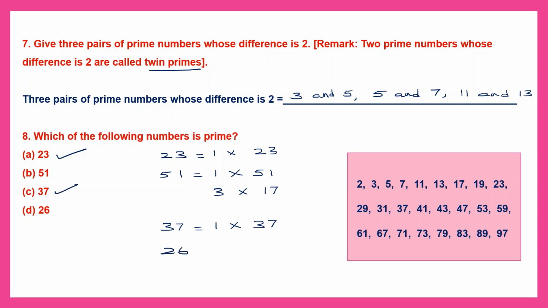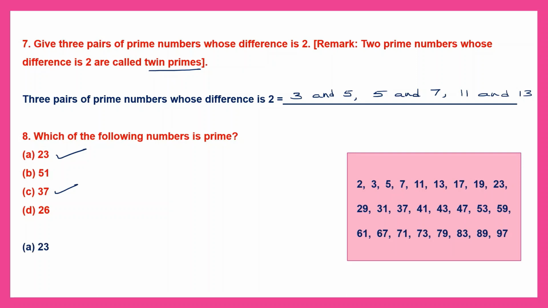Now 26. Remember, even numbers are composite numbers. Only 2 is the only even prime number. So it's easy. You don't even have to work it out. 26 is an even number, so it is not a prime number. Now, what are the prime numbers that we have here? 23 and 37. We can check our table also. Yes, 23 and 37 are prime numbers. We don't have 26, we don't have 51. So this table is helpful, but you can also work it out like this and see. So let's write down the prime numbers. We have 23, which is A, and 37, which is C.